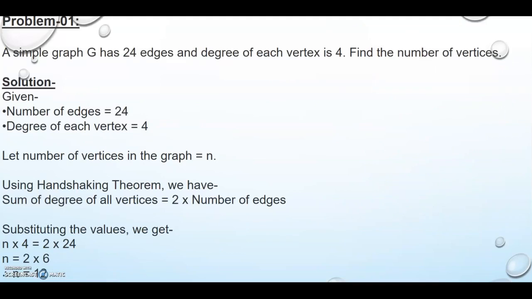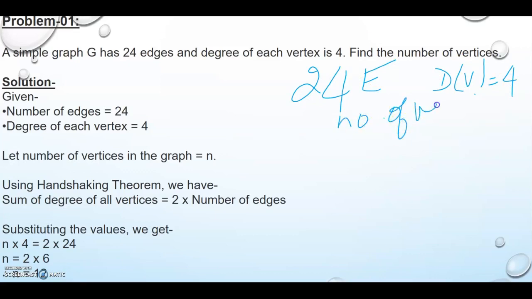A simple graph G has 24 edges and the degree of each vertex is 4. See, 24 edges, and the degree of each vertex, degree of V, is equal to 4. It is given. And we are going to find out the number of vertices. How many vertices are there?